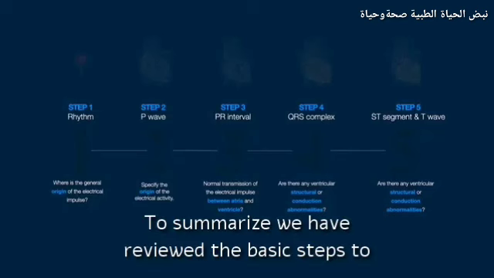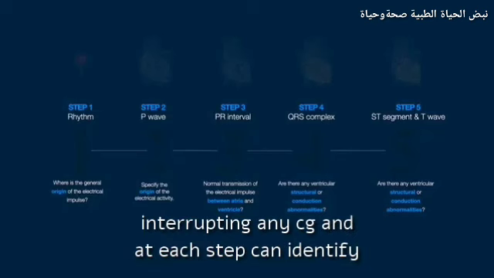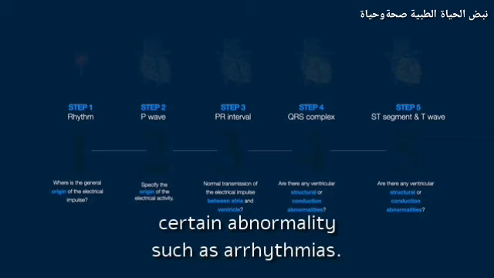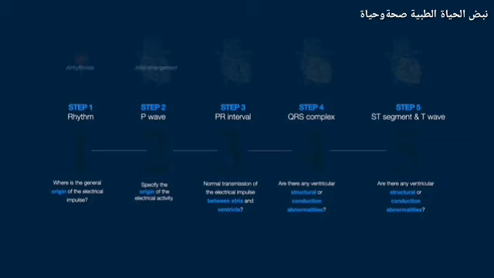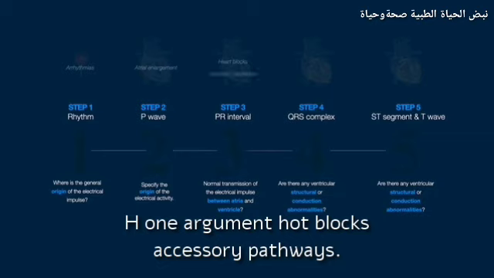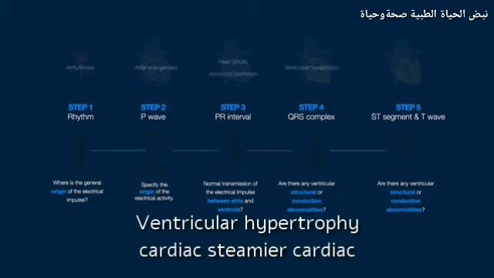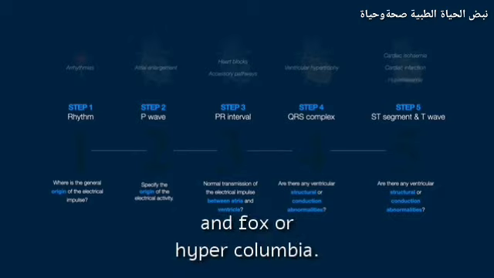To summarize, we have reviewed the basic steps to interpreting an ECG, and at each step can identify certain abnormalities such as arrhythmias, atrial enlargement, heart blocks, accessory pathways, ventricular hypertrophy, cardiac ischemia, cardiac infarcts, or hypokalemia.